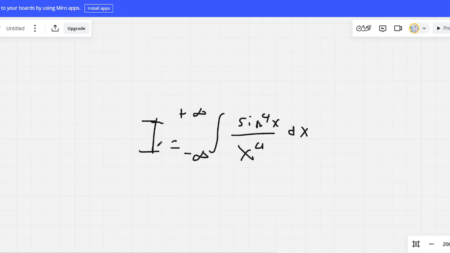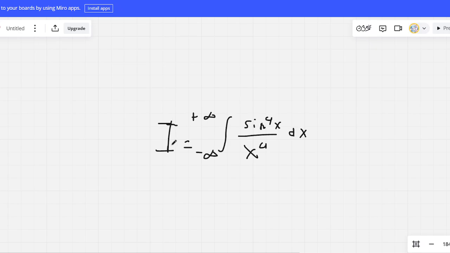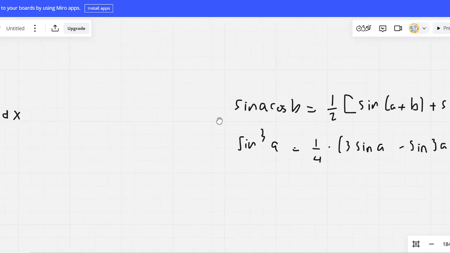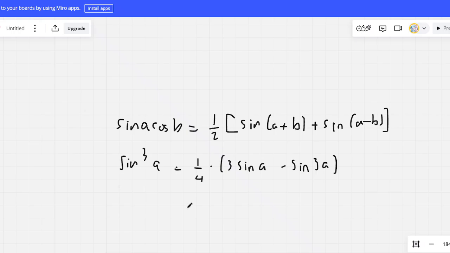Hey, so this is the integral we're going to solve today. Yes, it's an integral. It's a pretty beefy one. It's the integral from minus infinity to positive infinity of sine to the power 4 of x divided by x to the power 4 dx. And to solve this, we will need some trig identities, which I have conveniently written out right here.